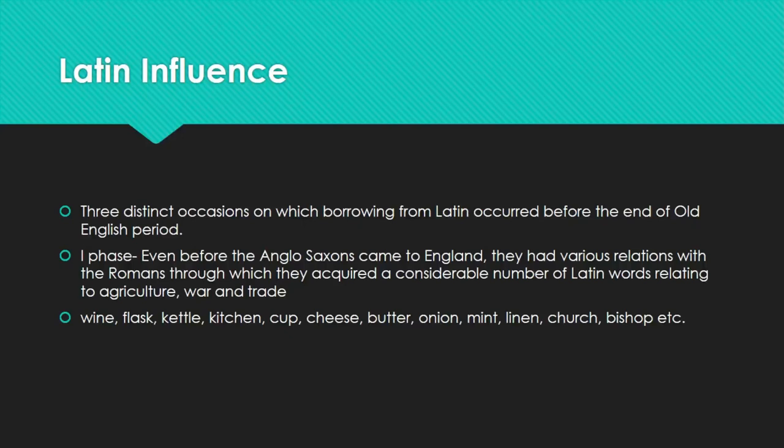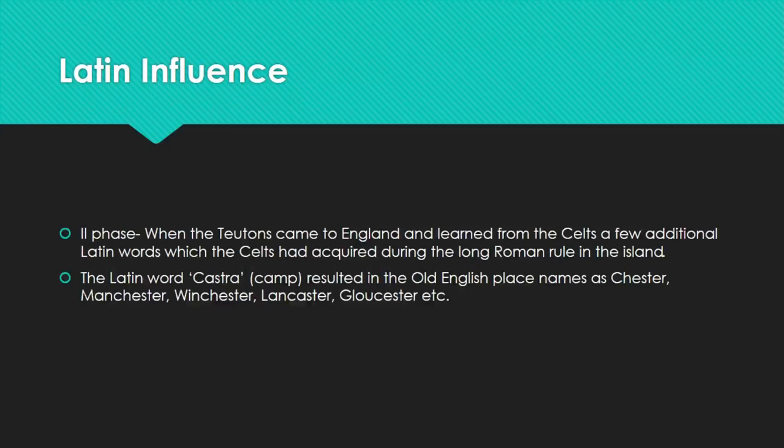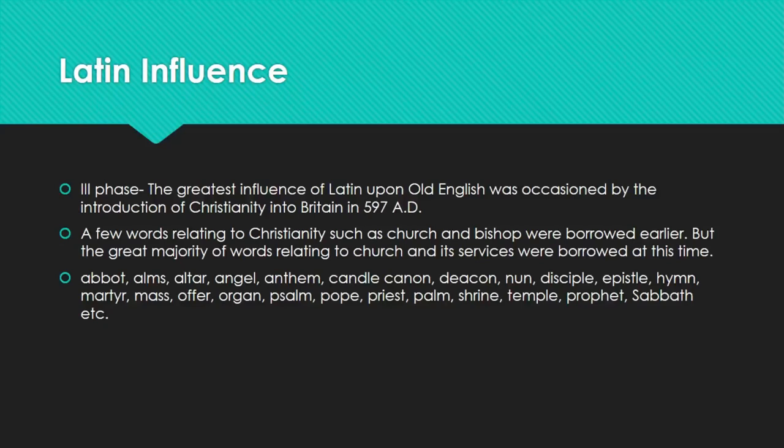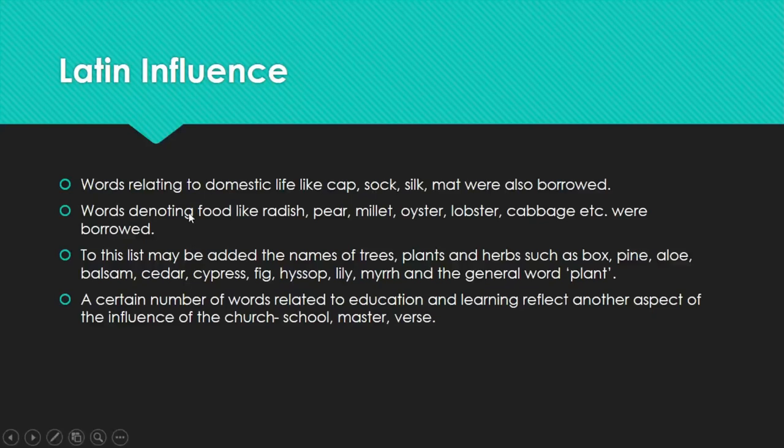The first phase was before the Anglo-Saxons came to England. The Celtics had trade relations with the Romans, and because of this relation, a number of words were borrowed from Latin. The second phase was when the Teutons came to England. They came into contact with the Celtic population living there who were already using some Latin words, so indirectly they borrowed some Latin words. The third phase was during the introduction of Christianity into Britain in 597 AD. A large number of words related to Christianity and church were borrowed, and then words related to domestic life, food, names of trees, plants and herbs, education and learning were all borrowed during this phase.